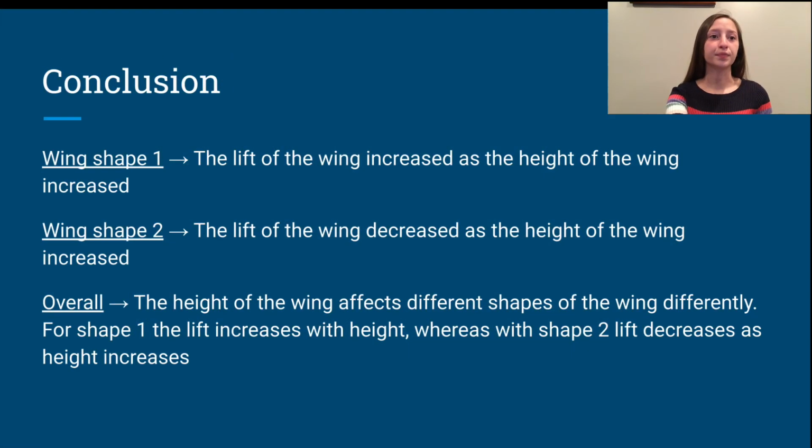In conclusion, I saw that for wing shape 1, the lift of the wing increased as the height of the wing increased. However, for wing shape 2, the lift of the wing decreased as the height of the wing increased. Overall, I feel like the height of the wing affects different shapes of the wing. For shape 1, the lift increases with height, whereas for shape 2, lift decreases as height increases. So it varies depending on what kind of shape you're making.